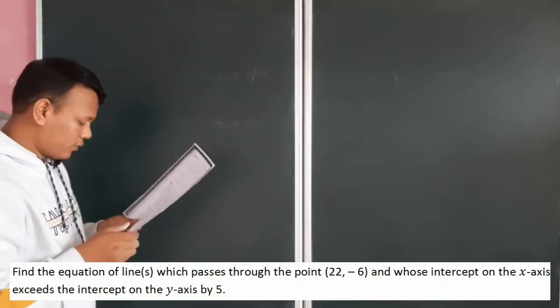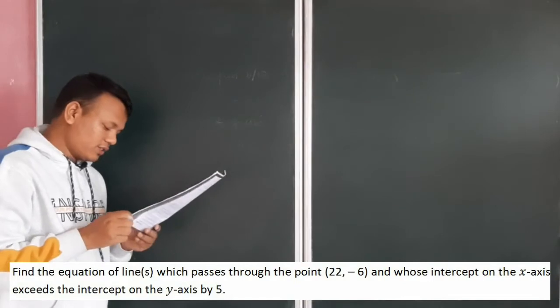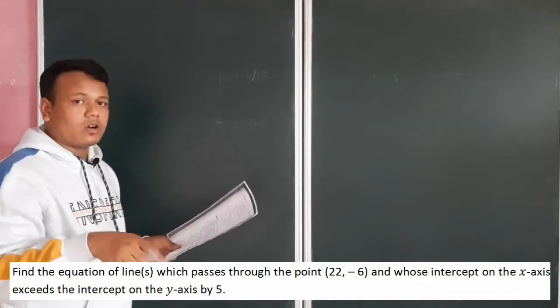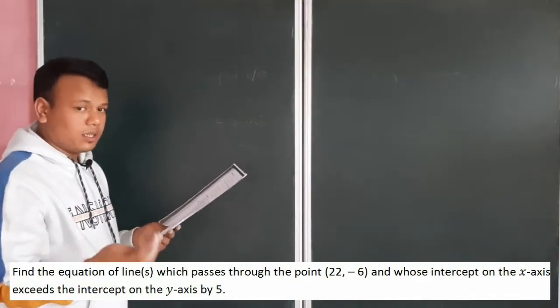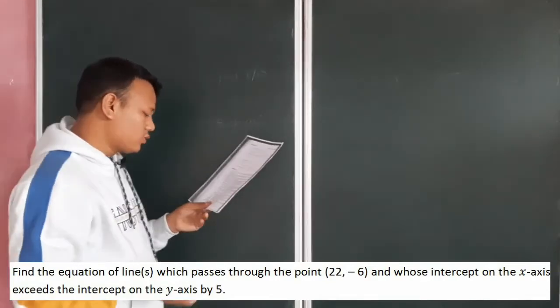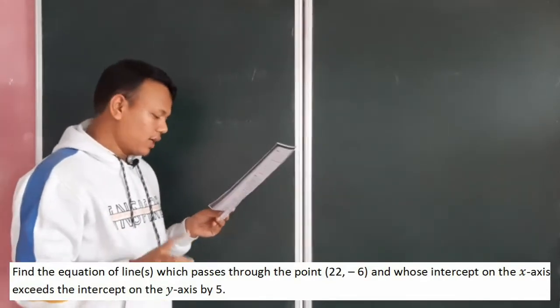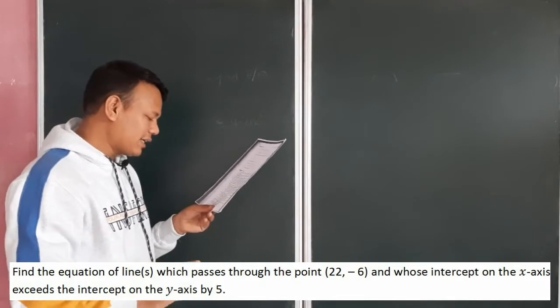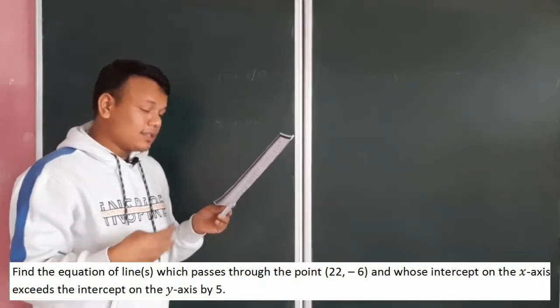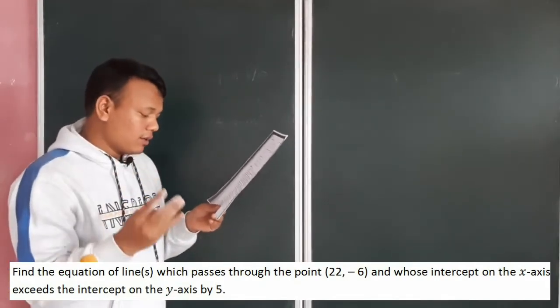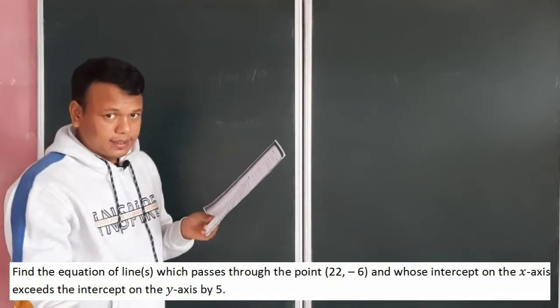Okay, let me take question number 10 for you. Question 10 says, find the equation of the line or lines, so you may have multiple lines as well, which passes through (22, -6) and whose intercept on the x-axis exceeds the intercept on the y-axis by 5.